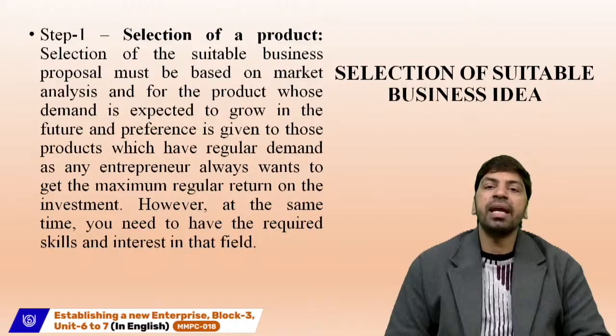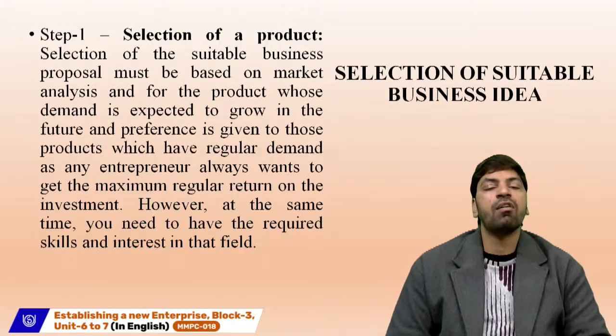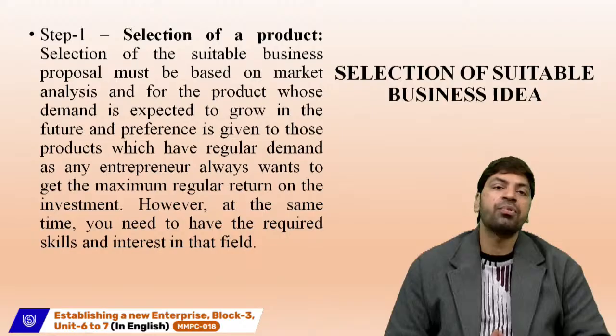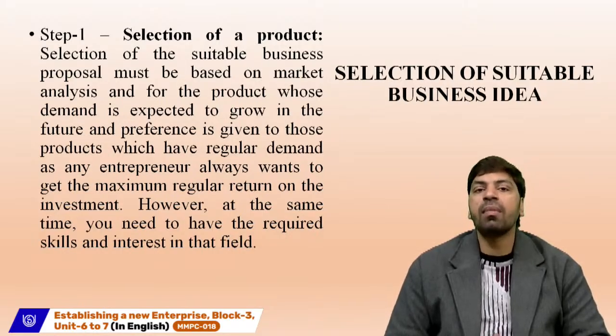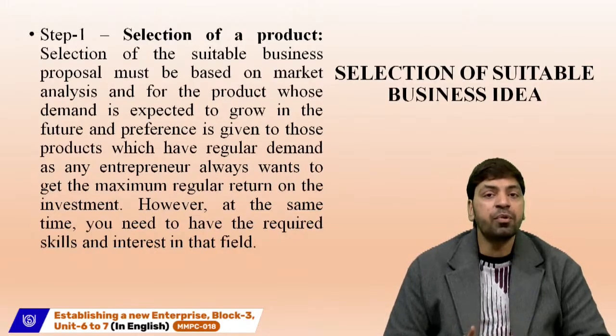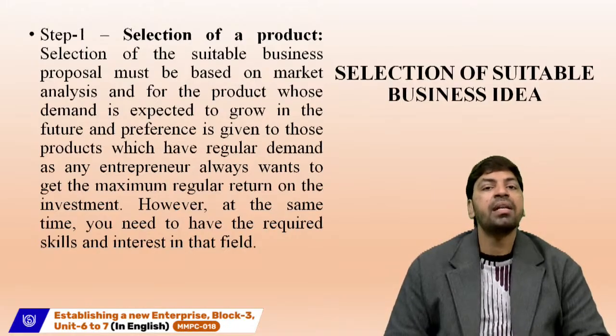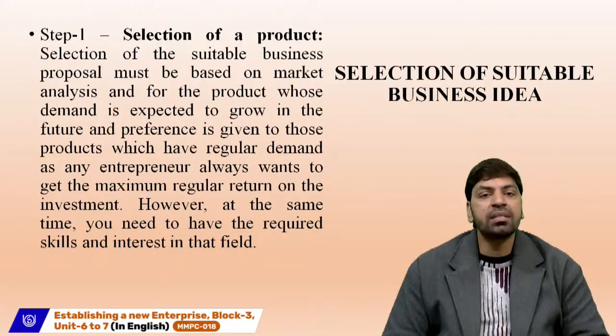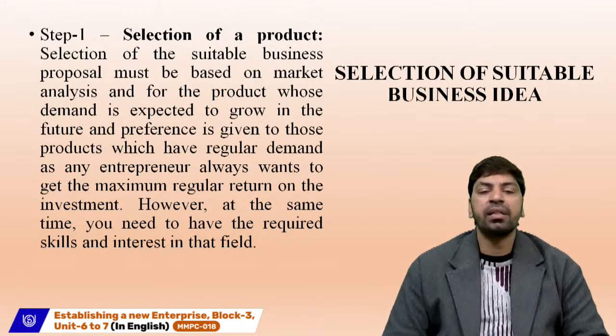Now we can come up to the next section, which is the selection of a business idea. The first step is the selection of a product. A particular organization has a responsibility to select the most appropriate product, but it is totally based on market analysis, and for the product whose demand is expected to grow in the future, and the preference is to be given to all those products which have a regular demand. The entrepreneur always looks at those products which give the maximum return on the investment. At the same time, the person must have the required skill and interest in that field.